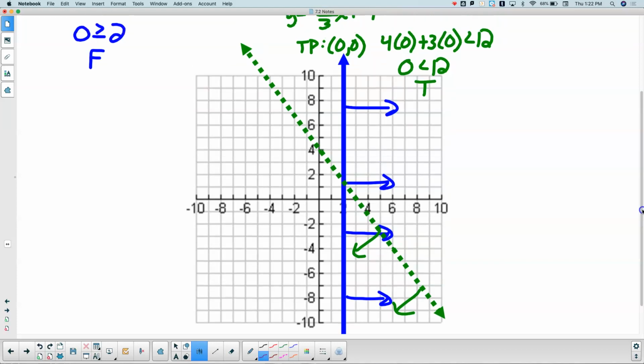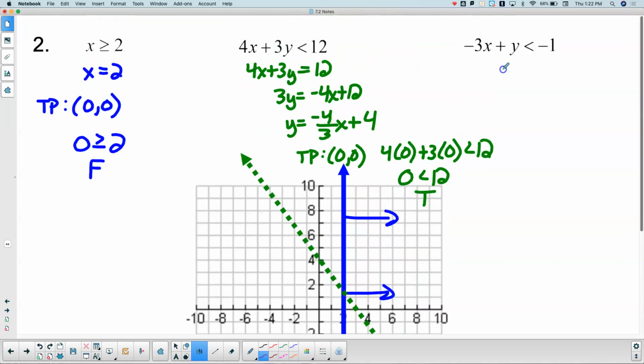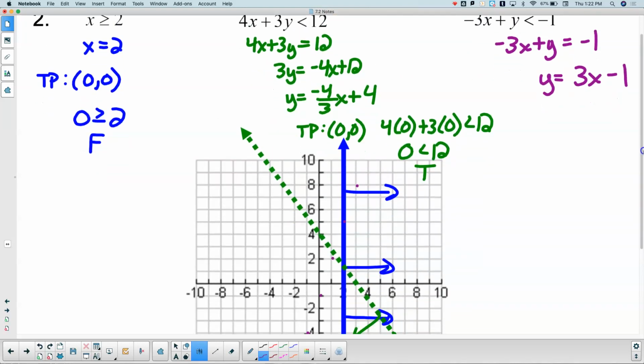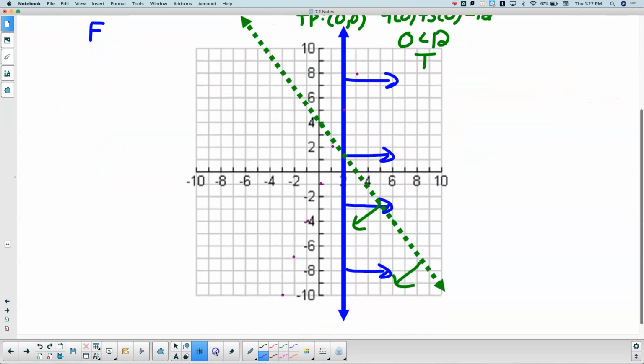Then we go to the last one, the third one. I'm going to treat this as negative 3x plus y equals negative 1. So that's going to be y equals 3x minus 1. That's going to have a y-intercept of negative 1 and a slope of 3, up 3, right 1, or down 3, and left 1. Dashed line for that particular one also.